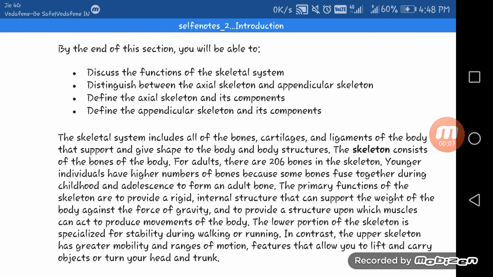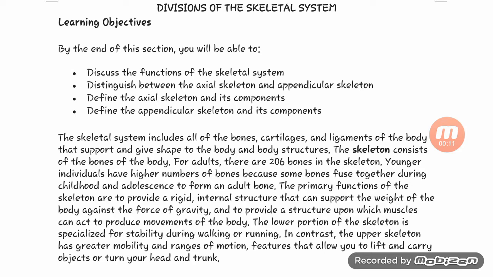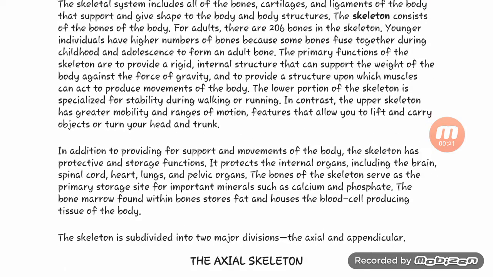So, the skeleton system includes all of the bones, cartilage, and ligaments of the body that support and give shape to the body and body structure. The skeleton consists of the bones of the body. For an adult, there are 206 bones, as I told you earlier.